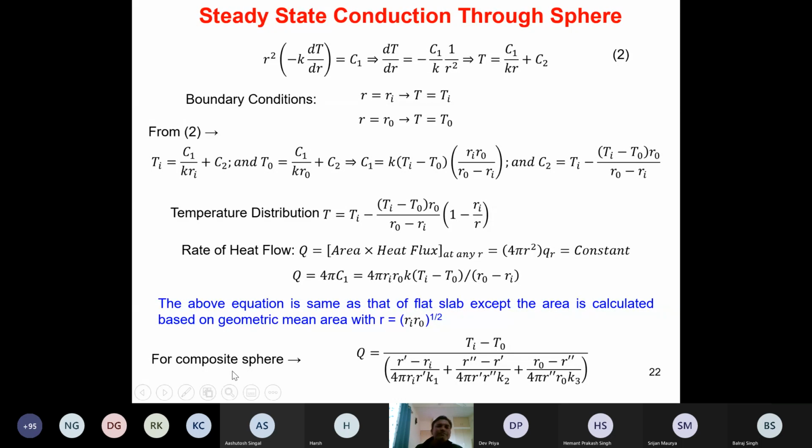Okay, clear? So is it clear? Yes, sir. Okay. So this is similar to the composite cylinder we have seen. So that is why I have directly given this expression without more detail.